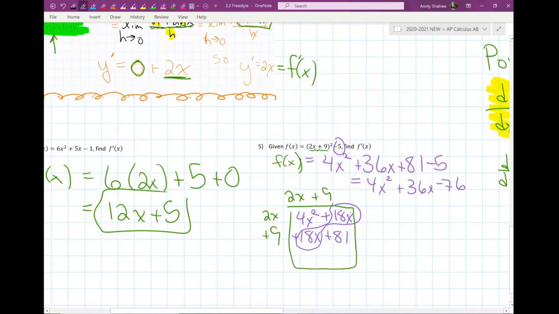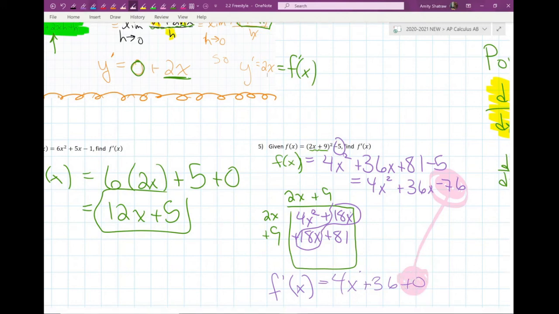Okay? And if I want to find the derivative f prime of x, I will end up with 4x plus 36 plus 0. For a while, just to help you guys when I'm doing this, I'm going to remind you the derivative of a constant is 0, and I'm going to write it down for you just for a while, just so you don't forget.